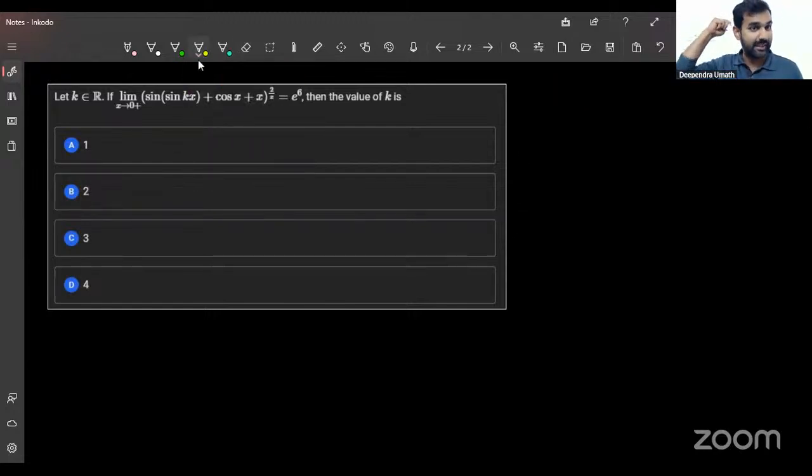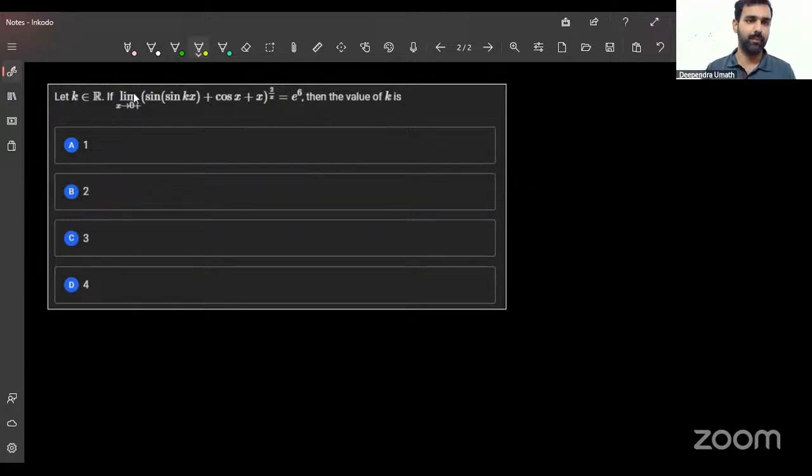What does it say? It says, if k belongs to all the real numbers, limit of (sin kx, that's your first part of this question, cos x plus x) raised to the power 2 divided by x is equal to e to the power x. Then what is the value of k? A brilliant question. How do we approach it?